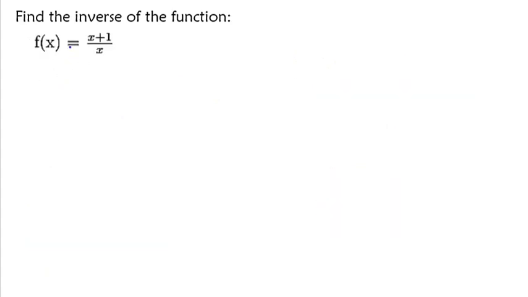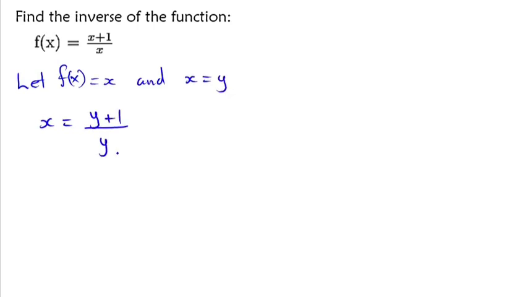So let's find the inverse function. F of x is equal to x plus 1 over x. So what we're going to do is this: we're going to say let that f of x be equal to x, then also replace x with y. So this will become x is equal to y plus 1 divided by y, because I've replaced x with y. Then now our job here is to make y the subject of the formula. So if I cross multiply, this means that I'll get xy is equal to y plus 1.